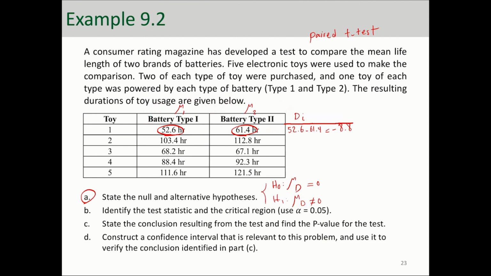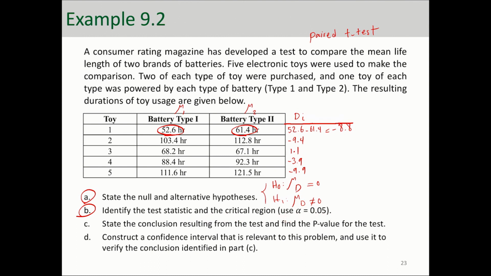You can do battery type 2 minus 1, but you have to be aware of which you did. So when you're interpreting the results of your test, you know whether you did type 1 minus 2 or type 2 minus 1. So I'm going to take the differences here for all these 5 pairs of data. Now I have the d sub i data, and this is the data that I'm going to apply the paired t-test on.